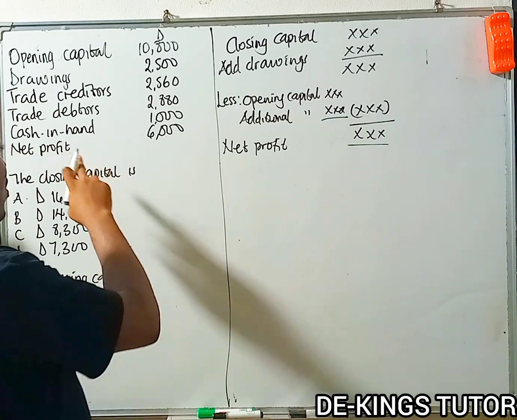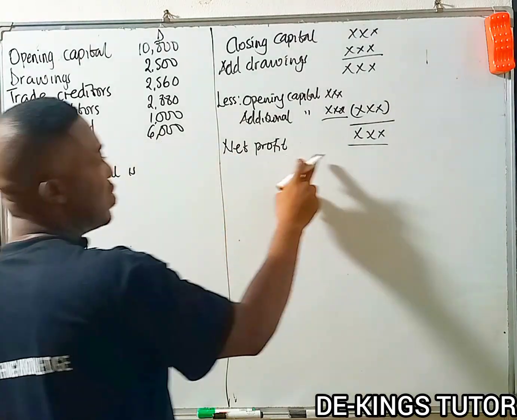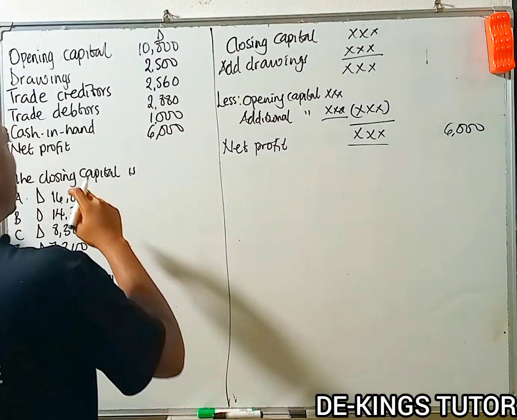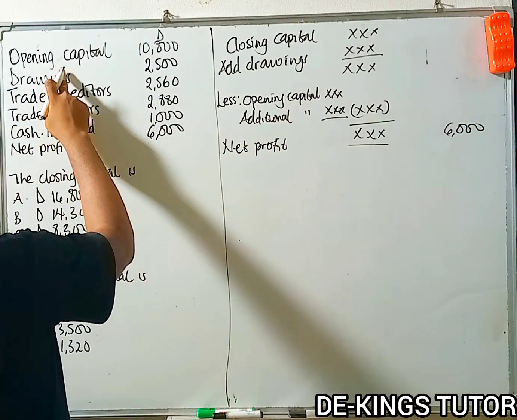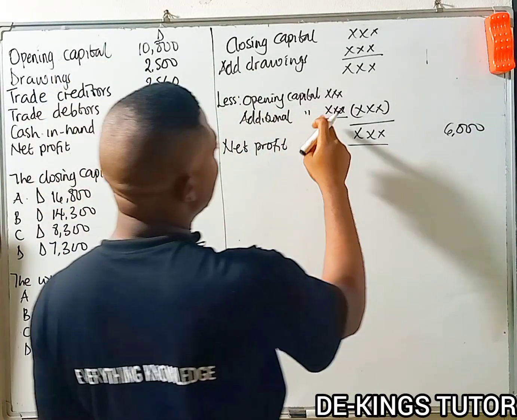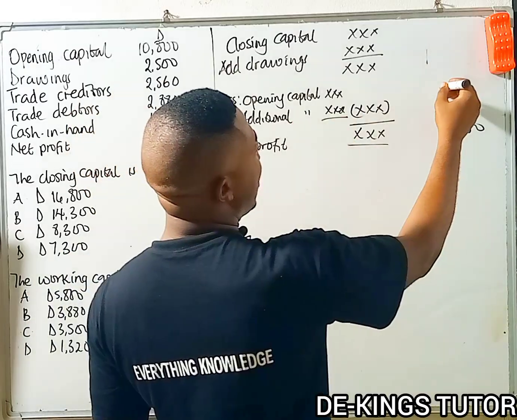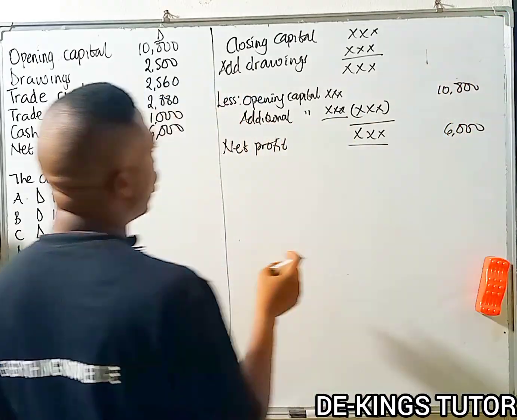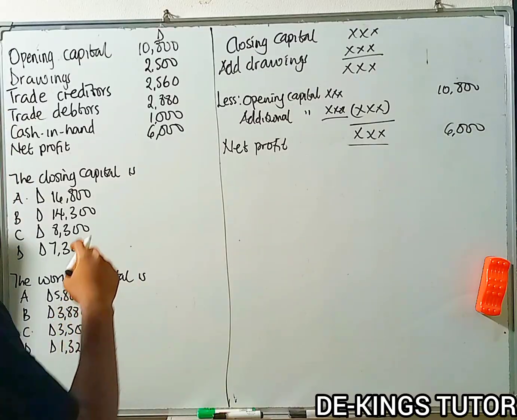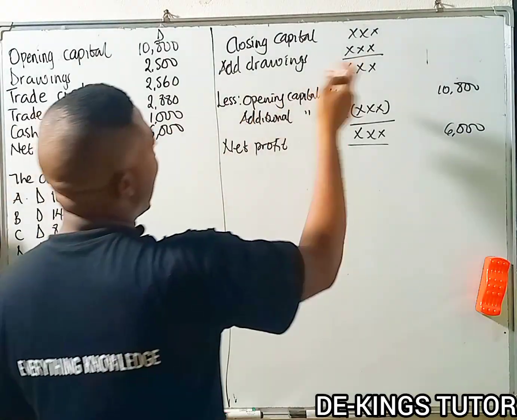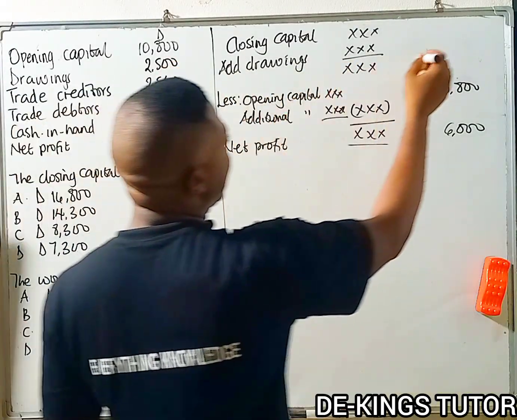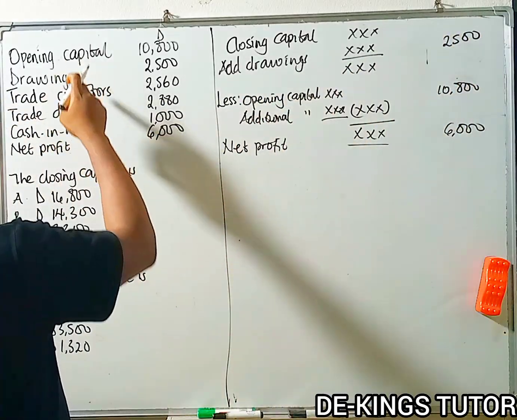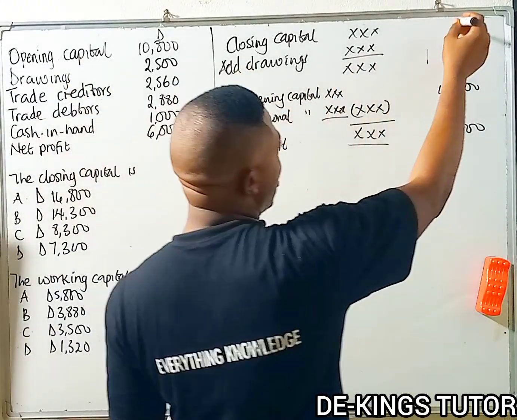Now, if we check here, net profit is given as 6,000. So it's already given here as 6,000. Okay. So now we have opening capital as 10,800. There's no additional capital. So what we have here is 10,800. Okay. So from here now we have drawings as 2,500. Now we don't have the closing capital. That's what we're looking for.